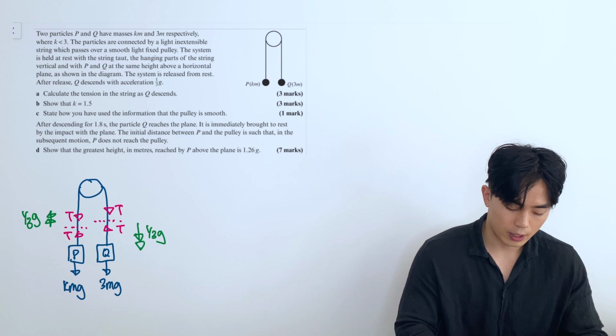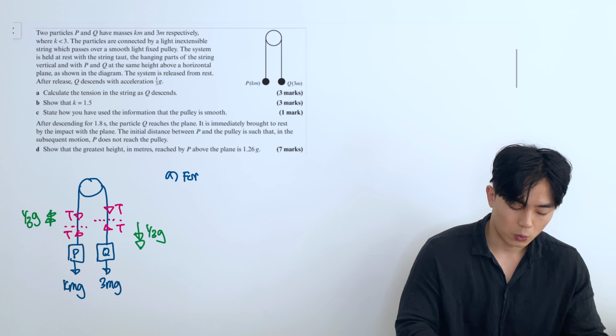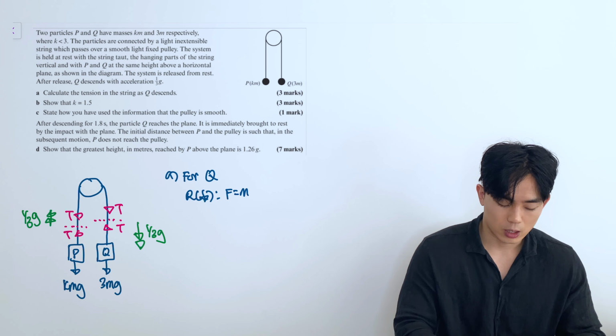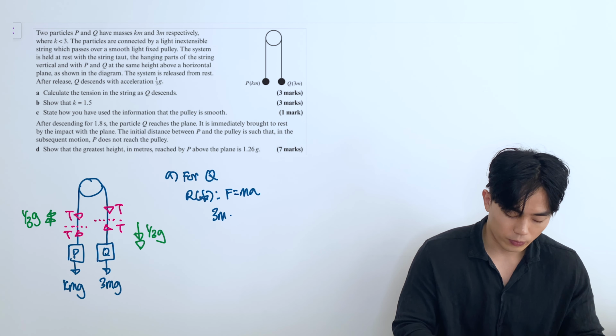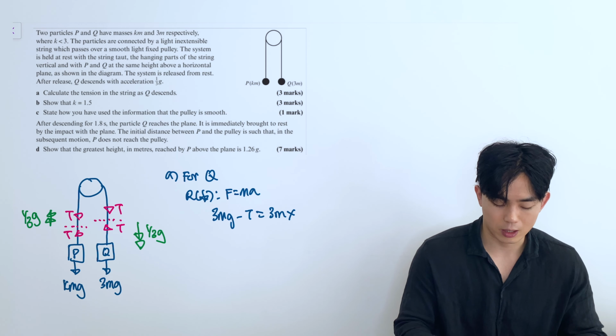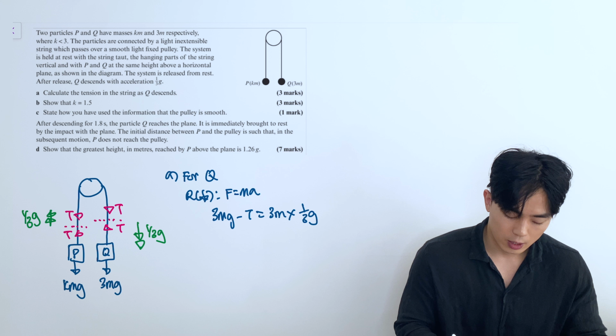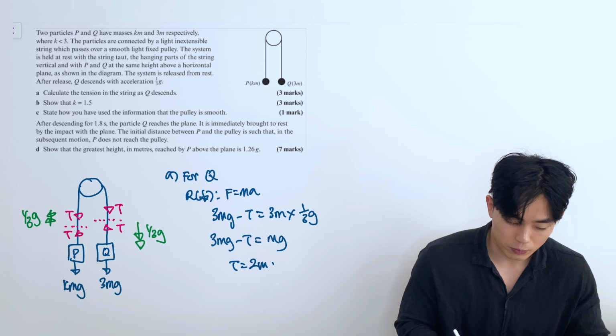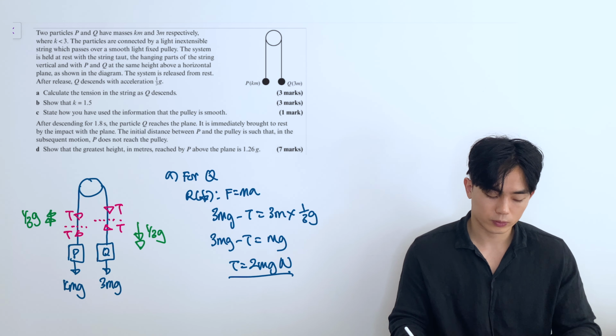For Q, we're going to be resolving downwards as positive, since it accelerates downwards. F is ma. So we're going to have 3mg minus T is equal to mass, which is 3m, times the acceleration, which is 1/3 g. So we get 3mg minus T is equal to mg. So T is going to be equal to 2mg newtons, like so.